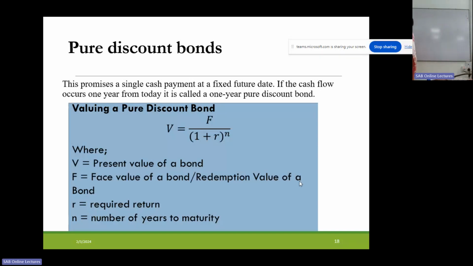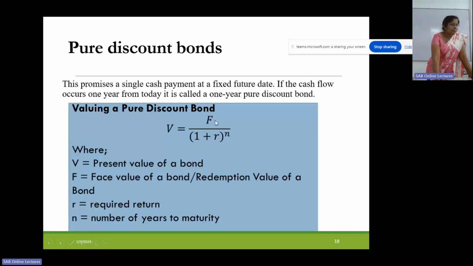Because there is no coupon, no annuity can come; there is only a single cash flow. This promises a single cash payment at a fixed future date, at the maturity date. If the cash flow occurs 1 year from today, we call it a 1-year pure discount bond. If this maturity payment occurs 5 years from today, we call it a 5-year pure discount bond. This is a zero coupon bond. So simply you can see the formula.